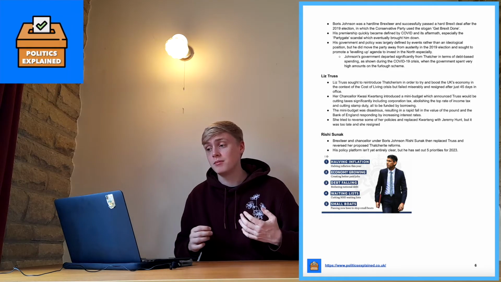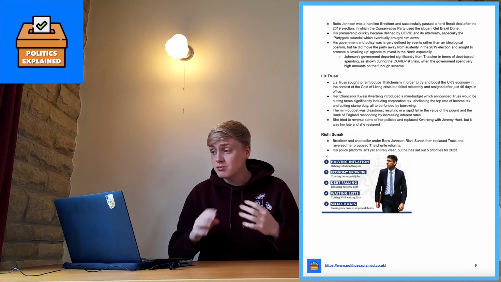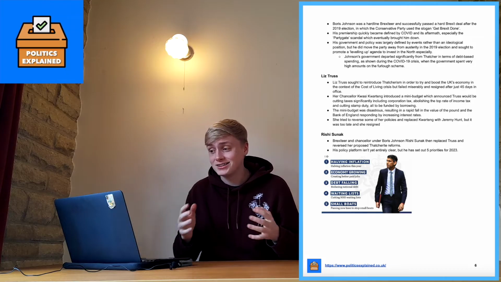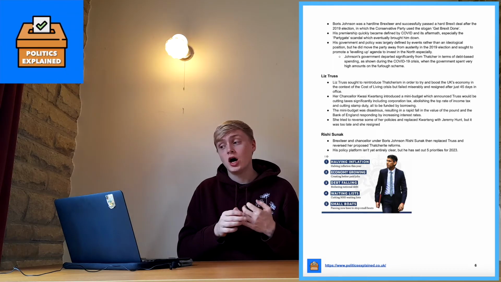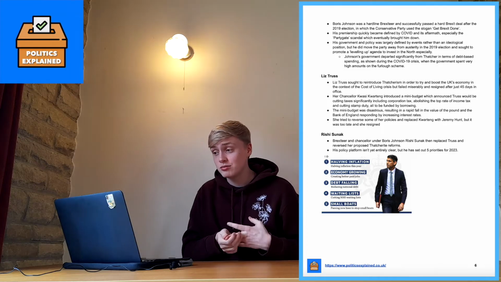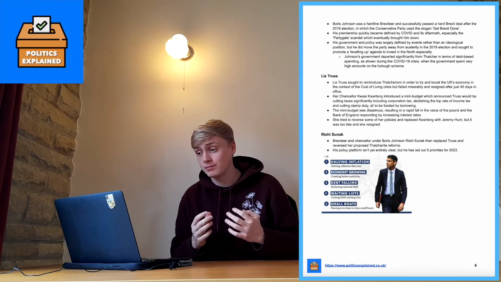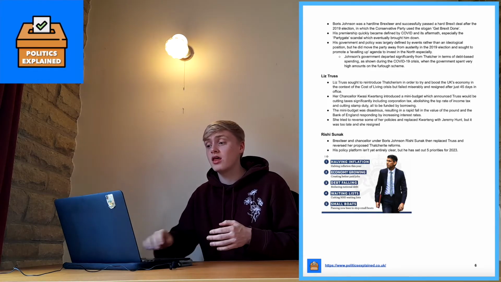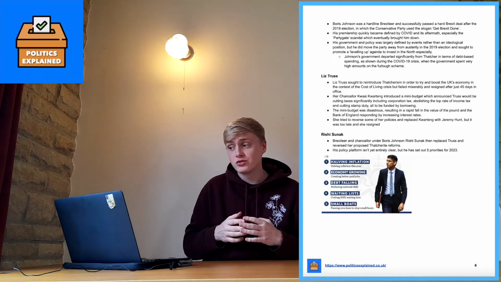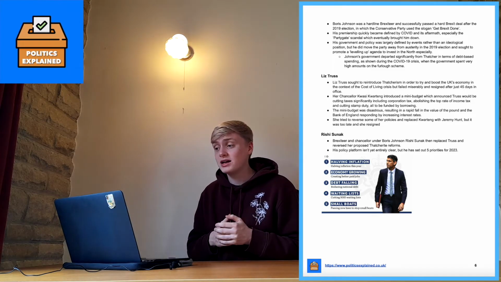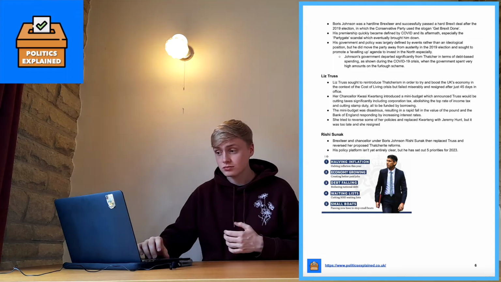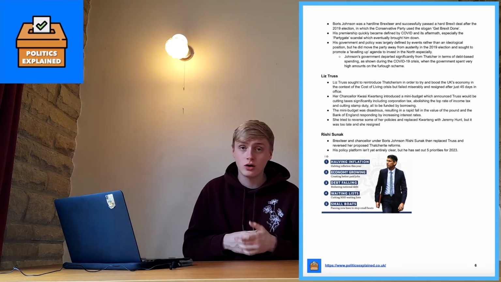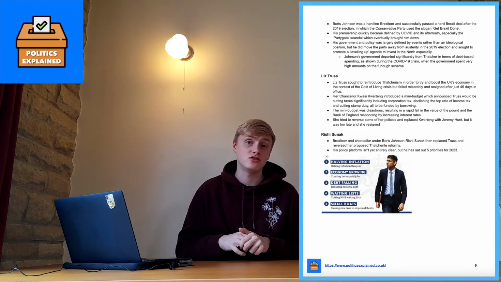So she and her Chancellor Kwasi Kwarteng introduced a mini budget in which Truss announced they'd be cutting taxes significantly, including corporation tax, abolishing the top rate of income tax, and cutting stamp duty. And all of these were to be funded by borrowing. So that can very much be seen as quite Thatcherite policy. The mini budget ended up being disastrous, though, resulting in a rapid fall in the value of the pound, and the Bank of England responding by increasing interest rates. In a last gasp attempt, she tried to reverse some of her policies and replace Kwarteng with Jeremy Hunt, but it was ultimately too late, and she was forced to resign.